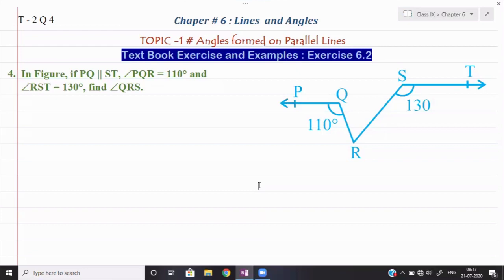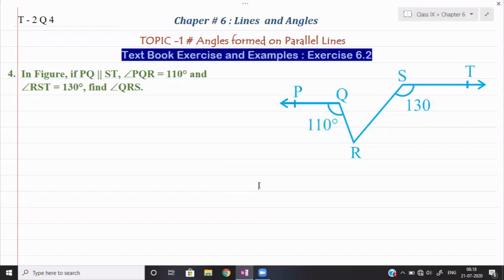In this question it is given that PQ is parallel to ST, angle PQR is equal to 110 degrees, and angle RST is equal to 130 degrees. Then we have to find the value of angle QRS. So two angles are given here, and the third angle we need to find out.